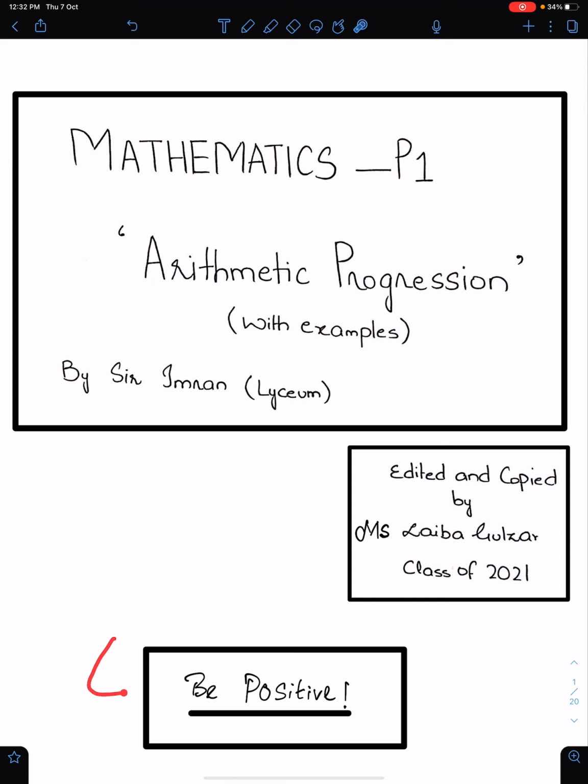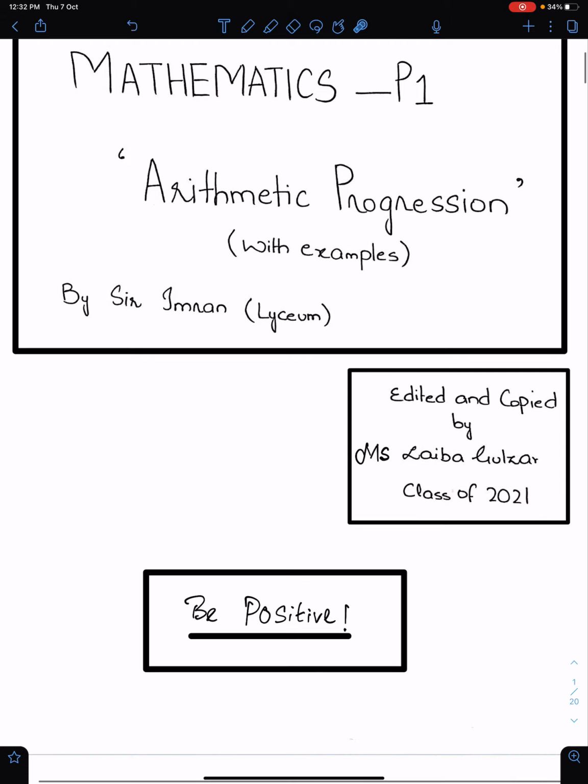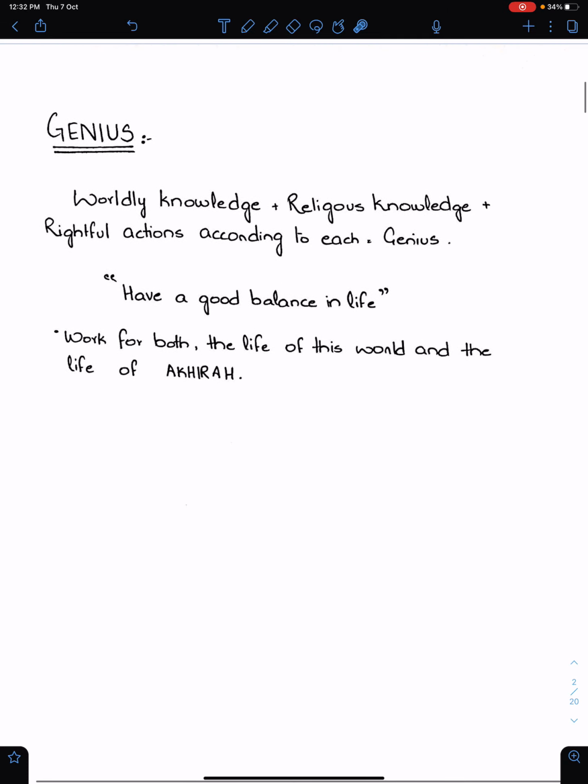An important advice for me and for everyone, we must be positive. Genius. Who is genius? The one who follows this equation. Worldly knowledge plus religious knowledge plus rightful actions according to each is equal to genius. Have a good balance in life. Work for both the life of this world and the life of Akhirah.